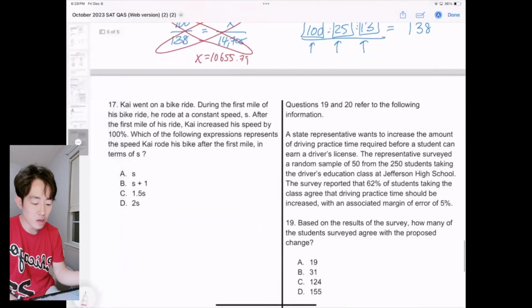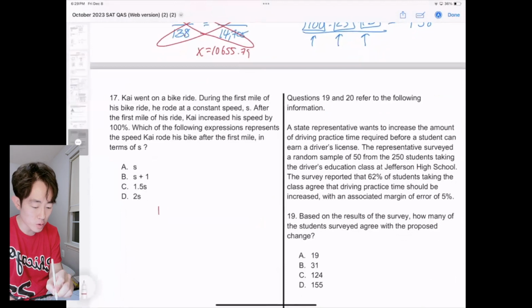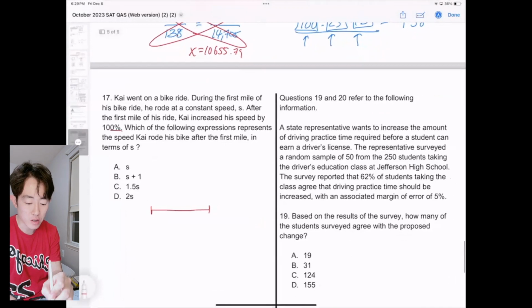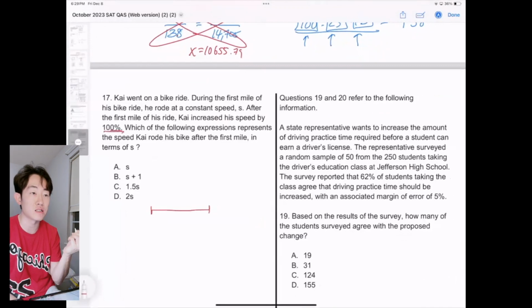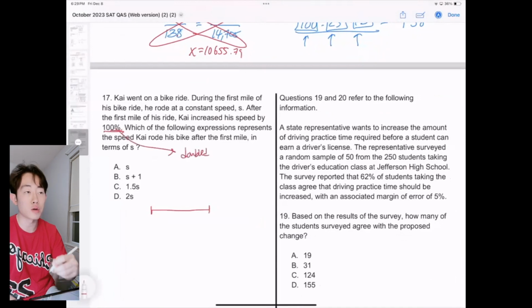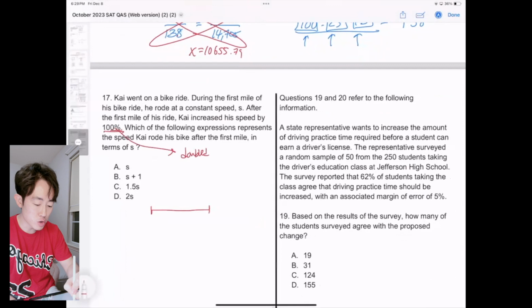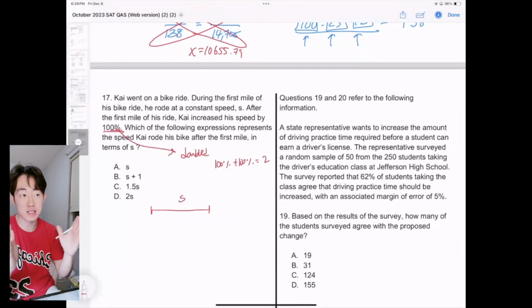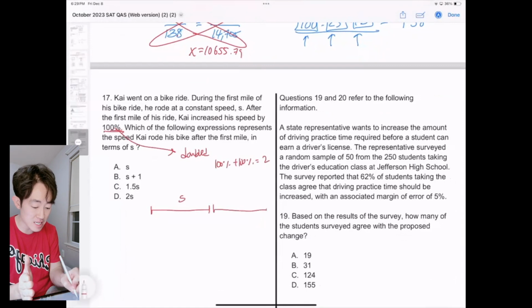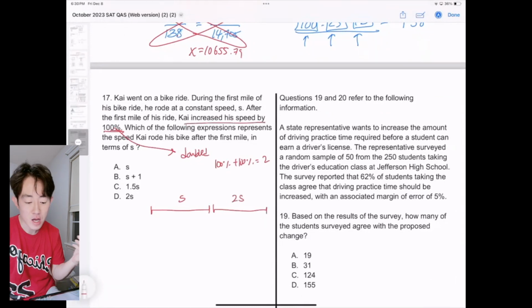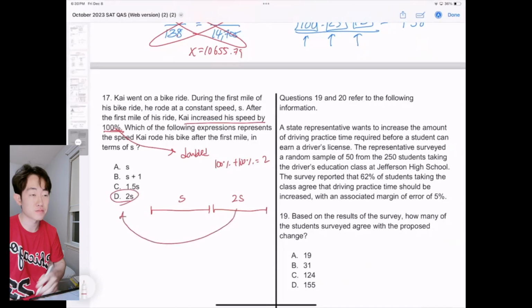Number 17. Kai went on a bike ride. During the first mile of his bike ride, he rode at a constant speed s. After the first mile of his ride, Kai increased his speed by 100%. Okay, increasing by 100%, guys, means that it's doubled. It's like your output is 100% more. You start with 100%, then you add another 100%. That's times 2. So if he rode the first mile at s as Kai's speed, the second mile would be 2 times s. Which of the following expressions represents the speed at which Kai rode his bike after? Okay, so that's just the speed. 2s.